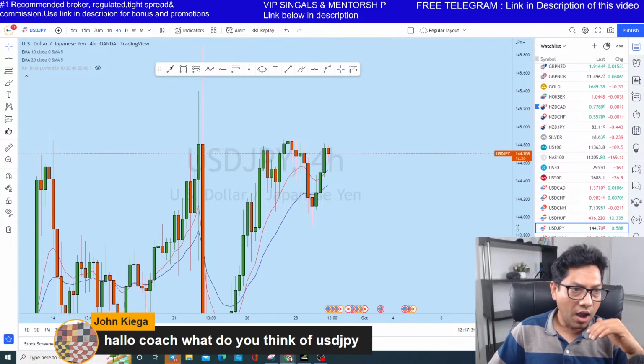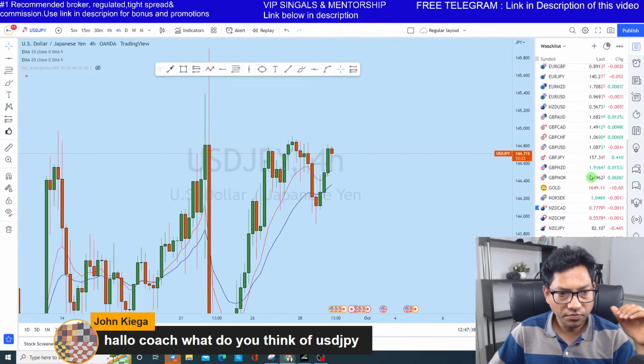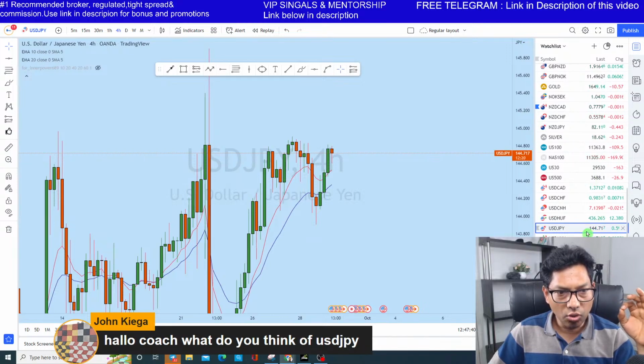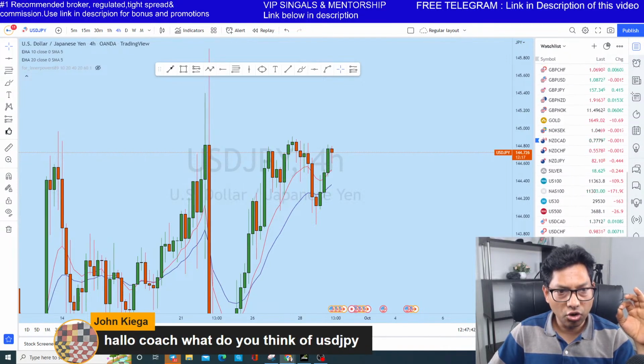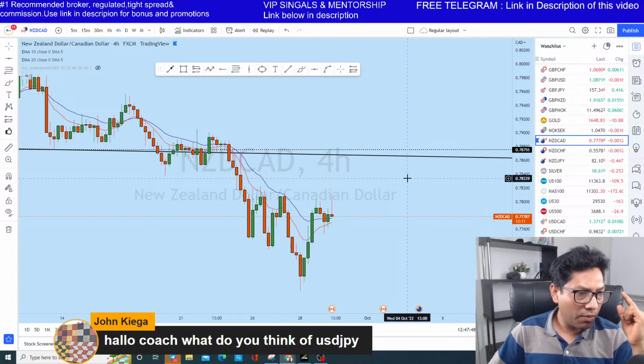Okay. How do you know whether an instrument is bullish or bearish? Guys, you will know an instrument is bullish or bearish. Look at this NZD CAD, guys. See what happened?